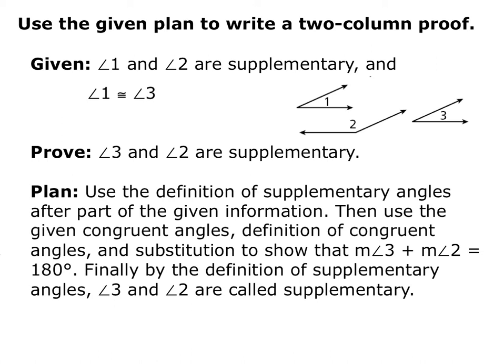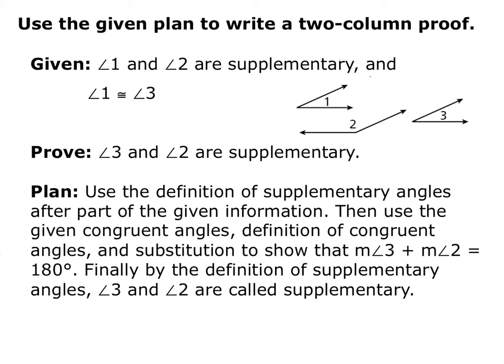Okay, line 4. That sentence says after the given, use definition of congruent angles. So your reason on the right-hand side will be definition of congruent angles for line 4. What's the statement going to be? If you have congruent angles, that means the measures of them are equal. So your line 4 statement on the left side should say measure of angle 1 equals measure of angle 3.